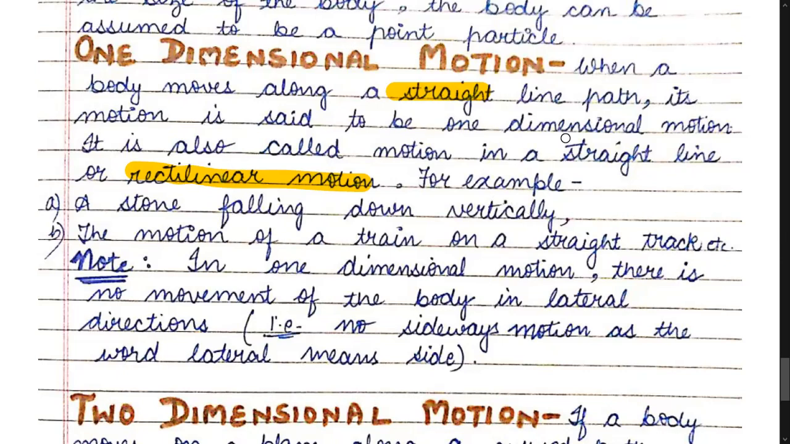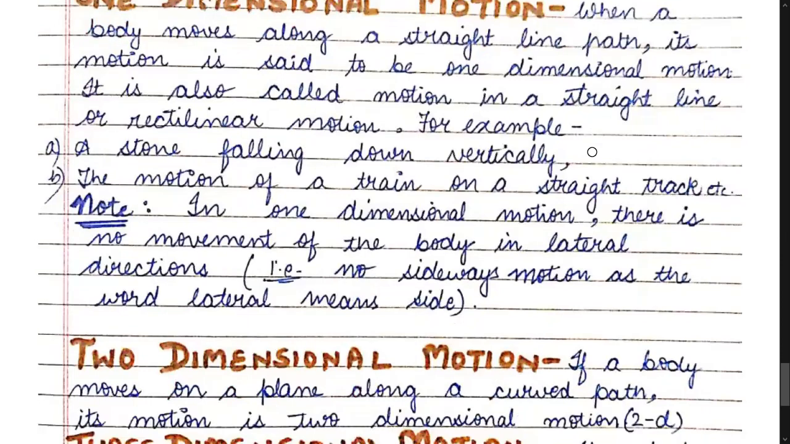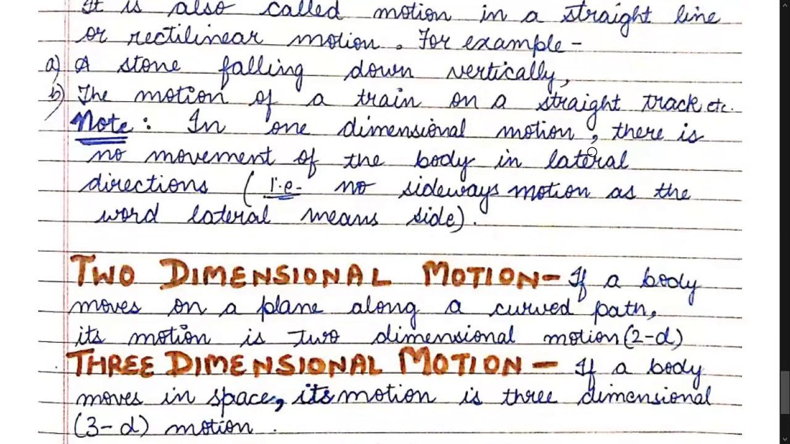Children, one-dimension motion we did last year also under chapter 2, motion. Note that in one-dimension motion, there is no movement of the body in lateral directions. The word lateral means side. So there is no sideways motion, because here either the object is falling down or it is moving in a straight path. It is not moving up and down. It is not moving to the sides.